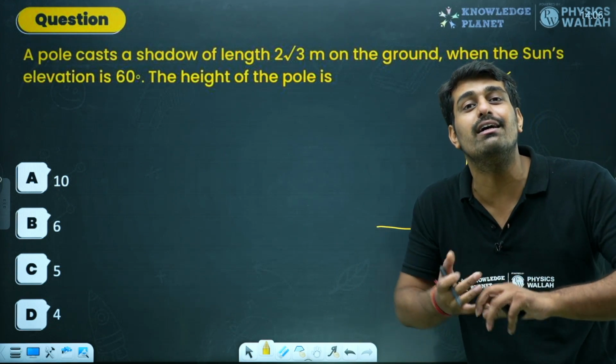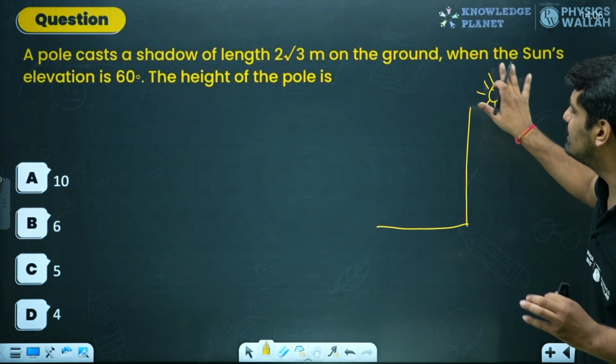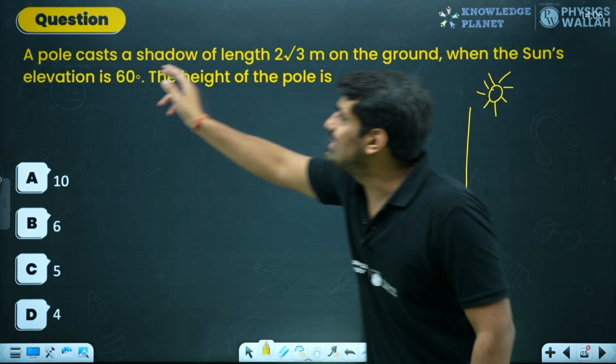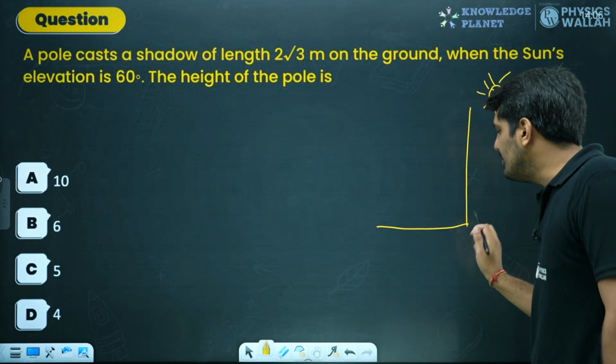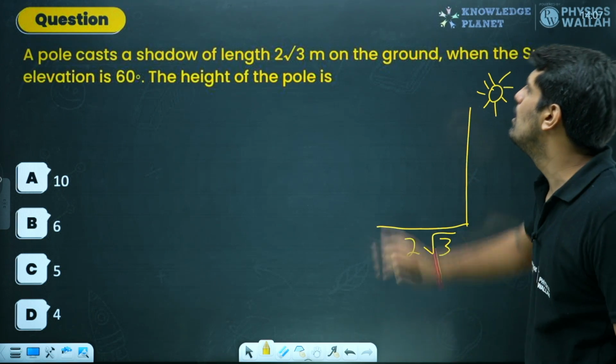You are studying to learn each and everything around yourself. Coming back to the question, this is the sun, this is the shadow cast. What are they saying? The pole casts a shadow of length 2 root 3. So this is the shadow, and the length of this part is given to me as 2 root 3, on the ground.